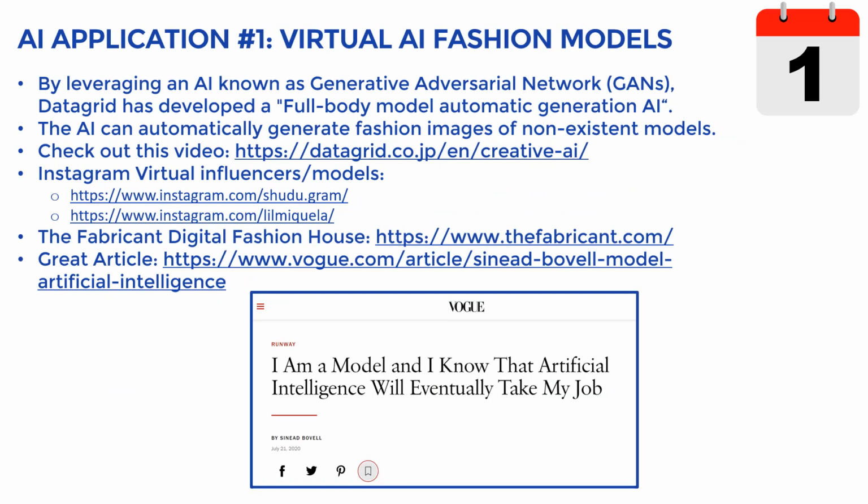All right, so I wanted to show you 2 AI applications in the fashion industry. The first application is known as virtual AI fashion models. A company known as DataGrid has been able to develop a full body model automatic generation AI. And essentially they leverage a technique known as GANs, or generative adversarial networks. So let me show you what I mean by that.